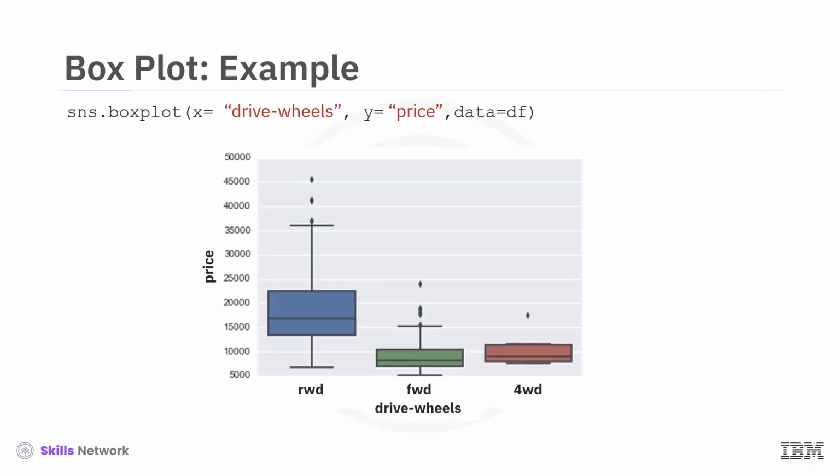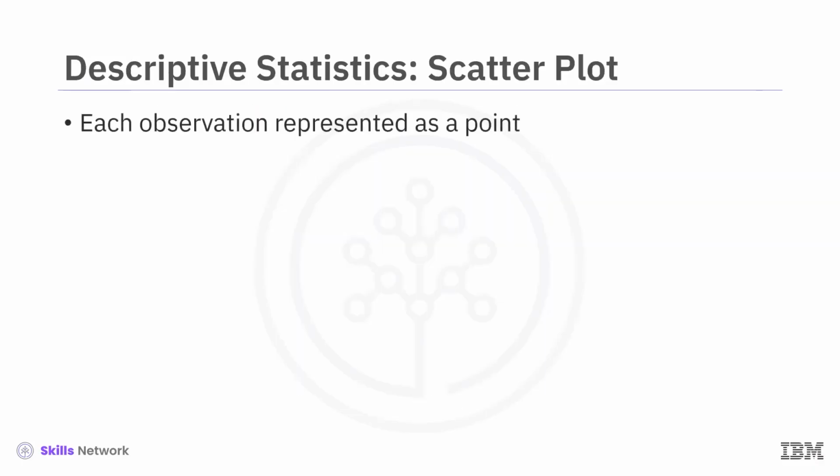In this example, using box plot, we can see the distribution of different categories of the drive wheels feature over price feature. We can see that the distribution of price between the rear wheel drive and the other categories are distinct, but the price for front wheel drive and four wheel drive are almost indistinguishable. Oftentimes, we tend to see continuous variables in our data.